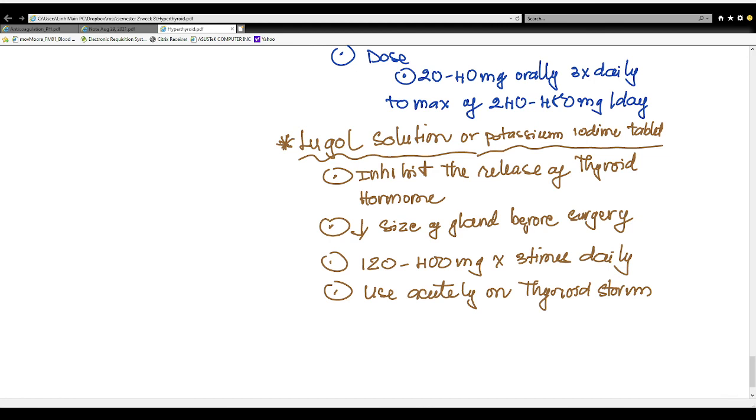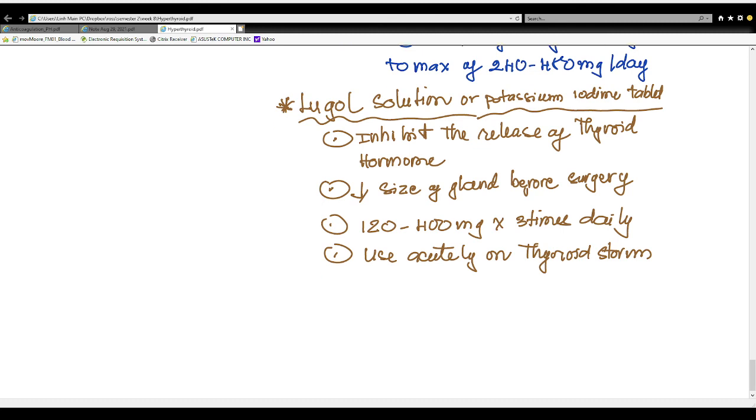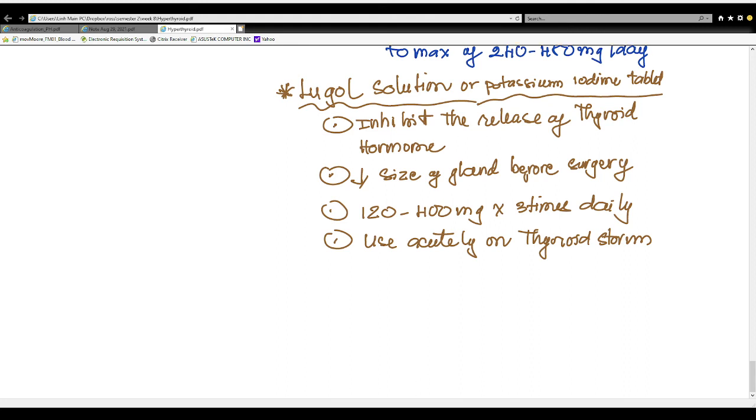There is Lugol's solution or potassium iodide tablet. This medication is used to inhibit the release of thyroid hormone. It is used to reduce the size of the gland before surgery. We can use 120 to 400 milligram 3 times daily. Also, it can be used acutely in thyroid storm.